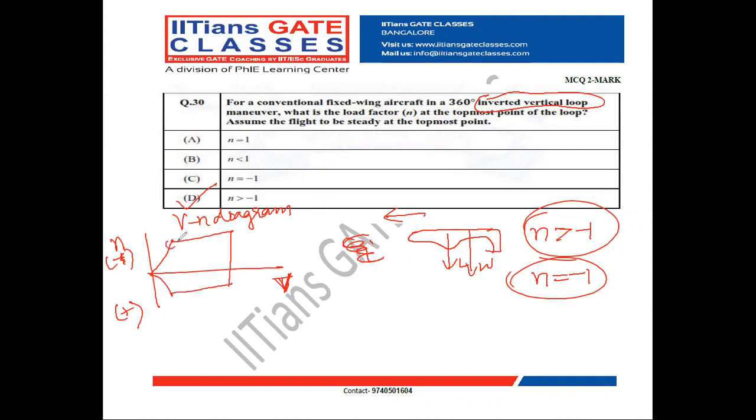the maximum load factor achieved by this airplane at this juncture is n greater than -1 if it is an inverted flight. If it is a normal flight, the load factor axis will be positive on top, then the maximum load factor achieved will always be greater than 1. But since it is an inverted vertical loop, the maximum load factor achievable by this airplane is n greater than -1. Okay.